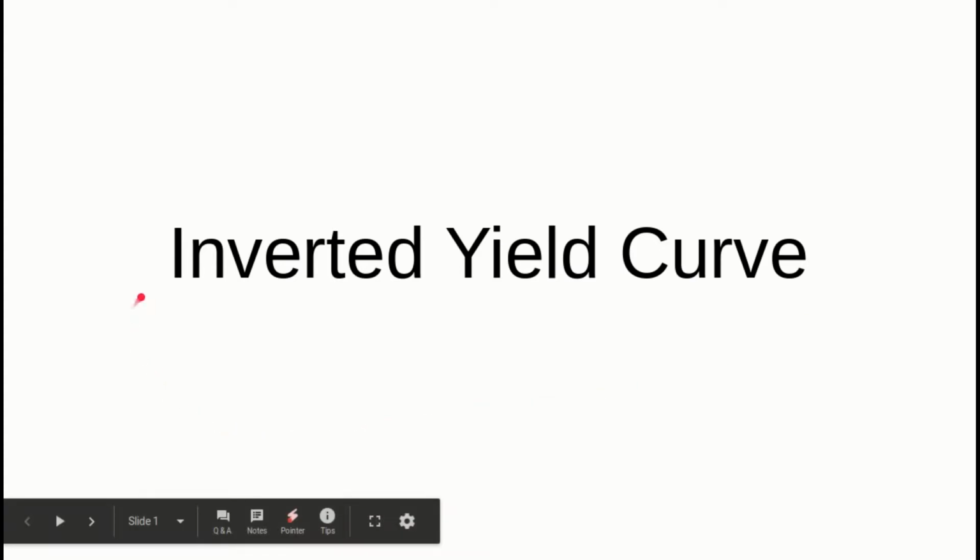So today we will be deviating away from our usual STEM subjects and instead covering one that is of economic interest. You may have heard this term being buzzed around the business news lately, called the inverted yield curve. So today we'll be talking about the inverted yield curve.